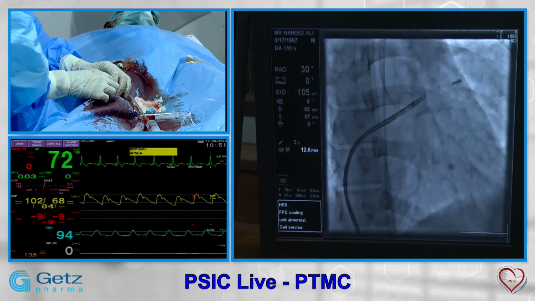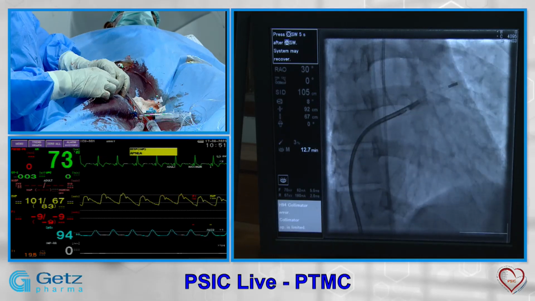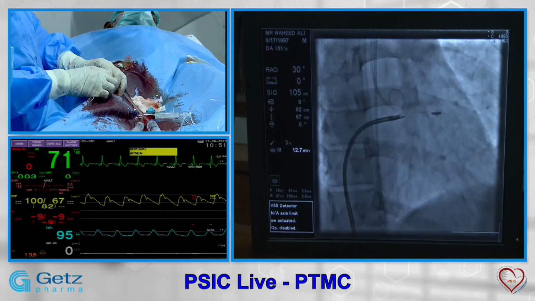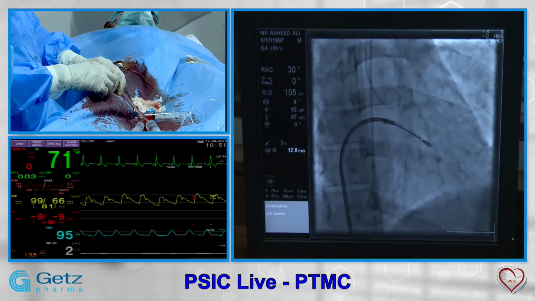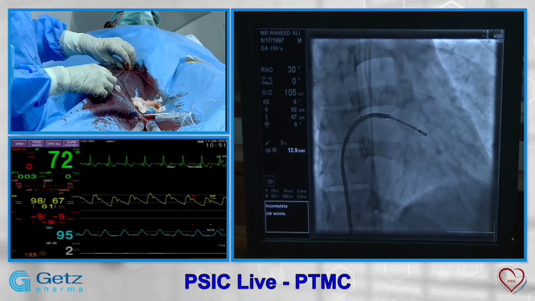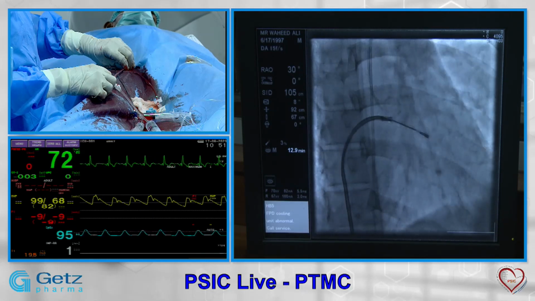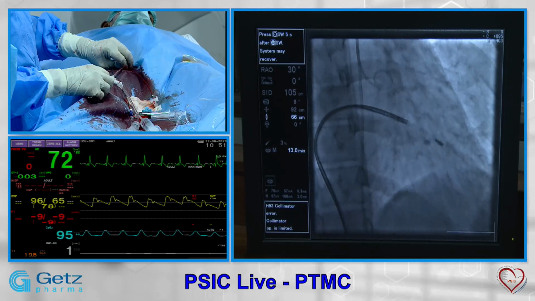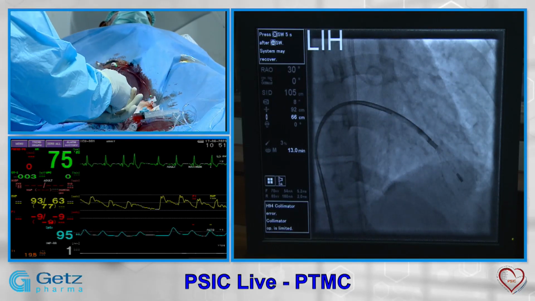Now my balloon tip is in the appendage, so I need to bring it down gently, slightly pull forward. It will drop towards the mitral valve. This kind of bobbing movement means that we are very near to the mitral valve. Once you are very near to the mitral valve, slightly rotate anticlockwise and try to slide it inside the LV. Capture please.